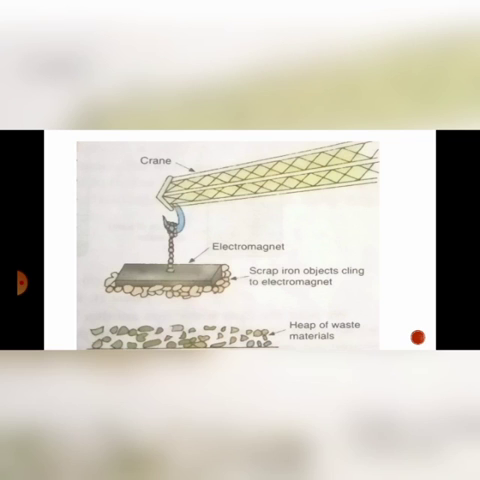When a crane fitted with a powerful electromagnet is lowered on the heap of waste materials, then the scrap iron objects present in the heap cling to the magnet. The crane is then moved up and away to drop these scrap iron objects at a separate place. This process is repeated several times to achieve complete separation. In this way, scrap iron is separated from the heap of waste materials.